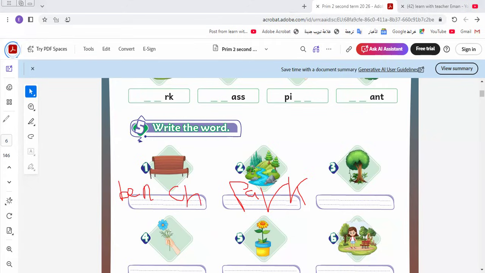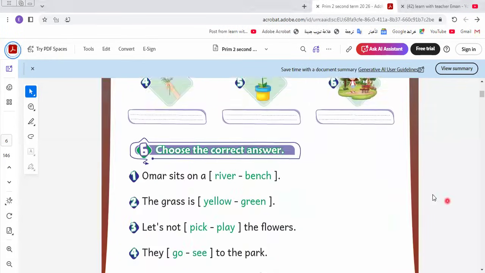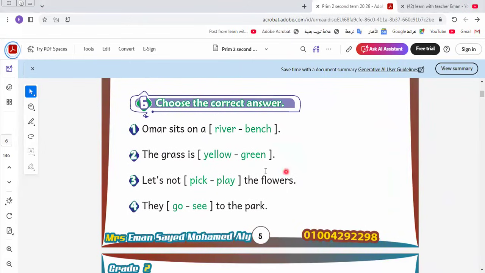I will leave the rest to do it by yourself as homework. Let's go to another one here because I don't answer all the questions, to not make the video longer. But we have the words and you can study them and do it by yourself. Omar sits on what? On the beach. The grass is green here. Let's not pick the flowers. They go to the park. Okay. Let's continue the rest of the exercise.